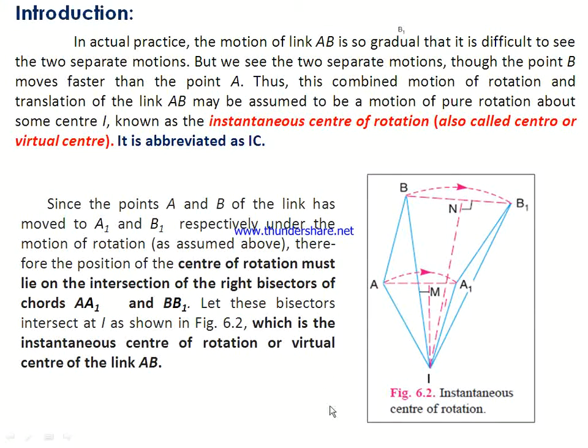Now these bisectors intersect at I, which is the instantaneous center of rotation or the virtual center of the link AB about which it rotates.